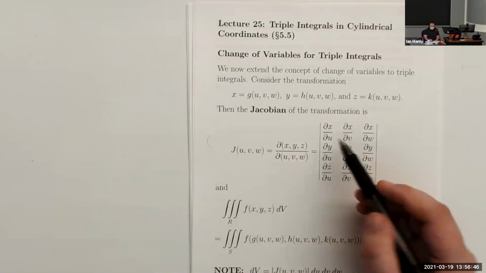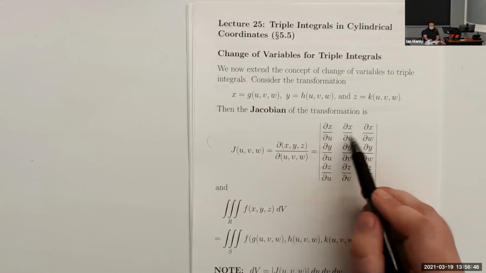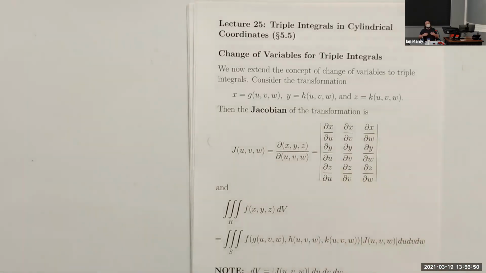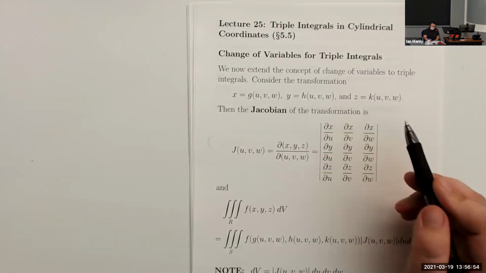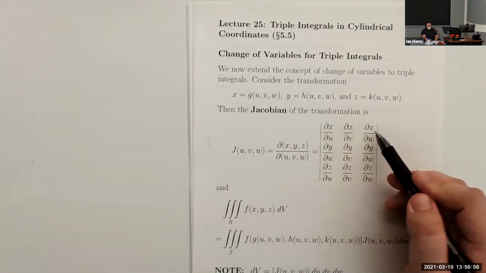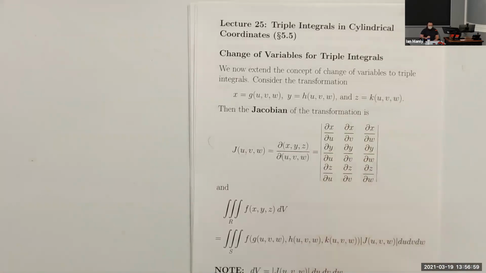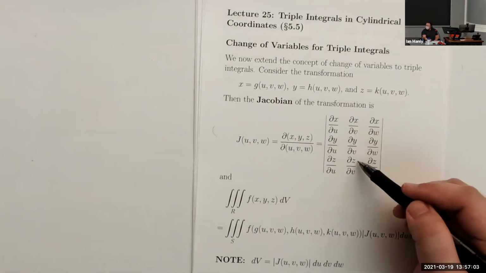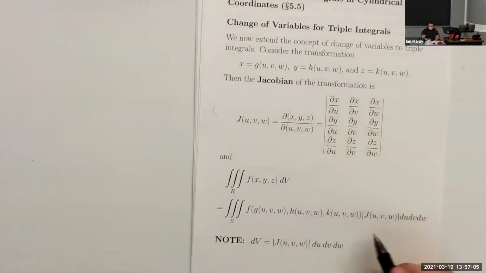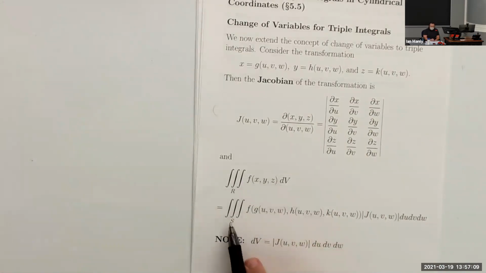This makes sense because we just take each variable and differentiate it with respect to each one of the new variables. So we have partial x, partial u, partial x, partial v, and partial x, partial w. And then we do the same for y, and then the same for z. And then whatever this ends up being, we put an absolute value sign on it and put it into our integral. So the original triple integral can be written like this.